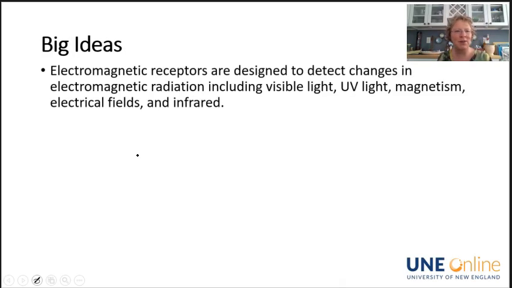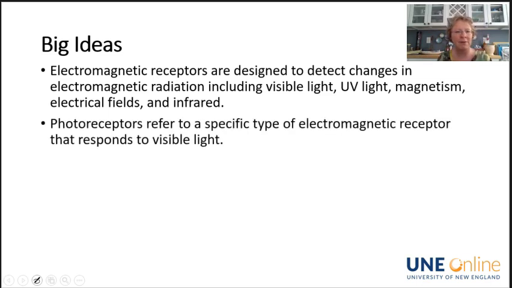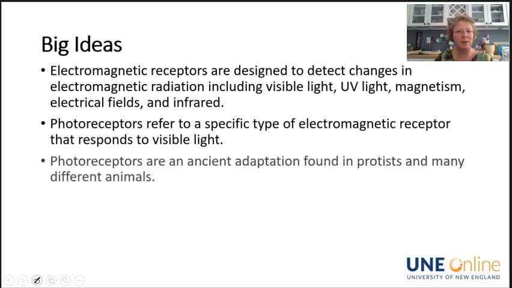The big ideas for this is that electromagnetic receptors are designed to detect changes in electromagnetic radiation, including visible light, UV light, magnetism, electrical fields, and infrared. Photoreceptors refer to a specific type of electromagnetic receptor that respond to visible light. And photoreceptors are an ancient adaptation found in protists and many different animals.